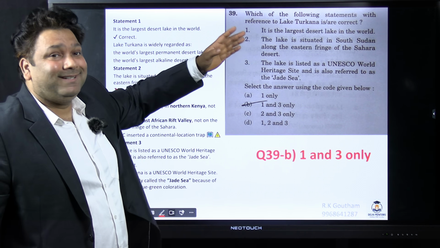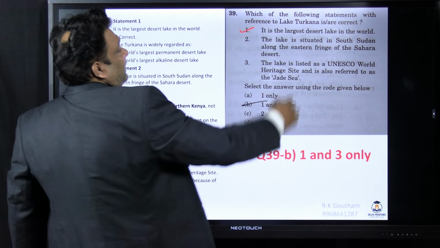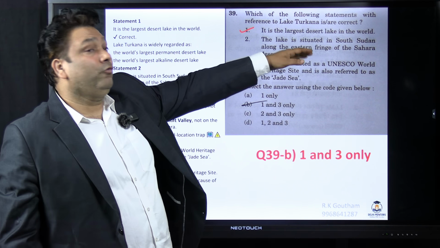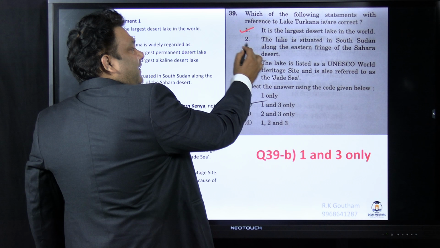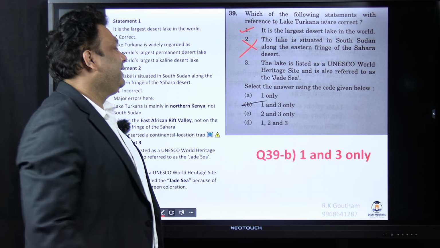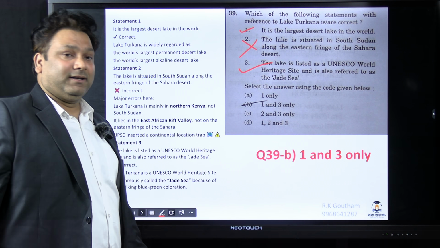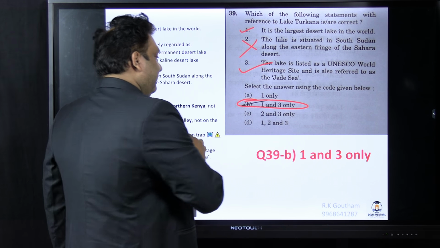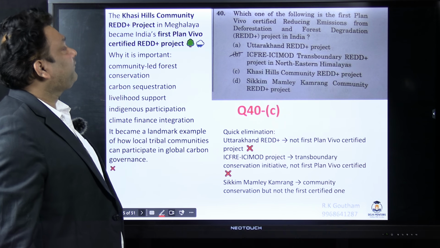Now look at the statements here. This is the largest desert lake in the world, which is a true statement. The lake is situated in South Sudan, which is a wrong statement. The lake is listed as UNESCO World Heritage Site referred to as Jade Sea. This is a right statement. So the answer is 1 and 3.